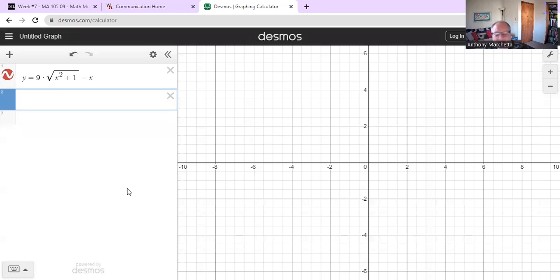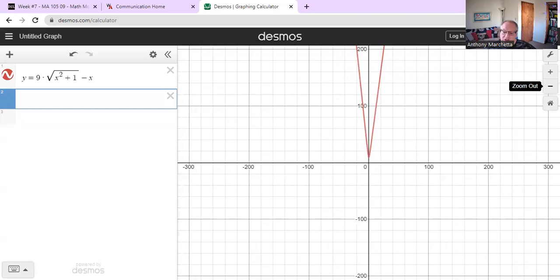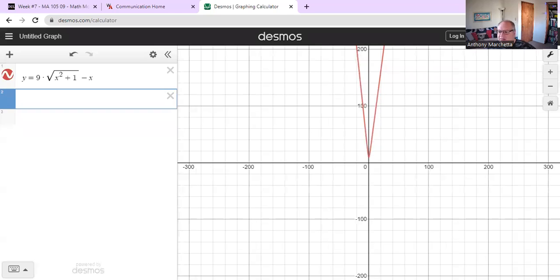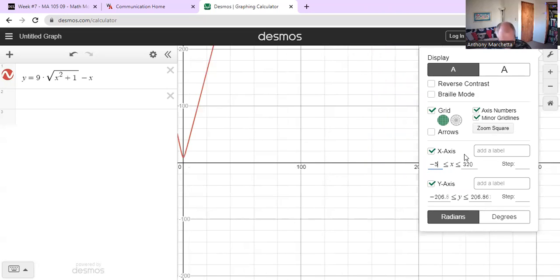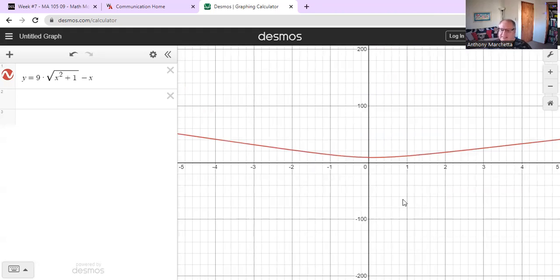Now I can close this keypad, and I don't see the function. Let me zoom out a whole bunch and see if I can find it. There it is. Okay. Now, if I'm trying to think about this function only on a range from -5 to 5, see that? So let's change the wrench and figure out on the x-axis what happens if I make this -5 to 5. Okay, and as you can see, it doesn't look like it has a maximum there.